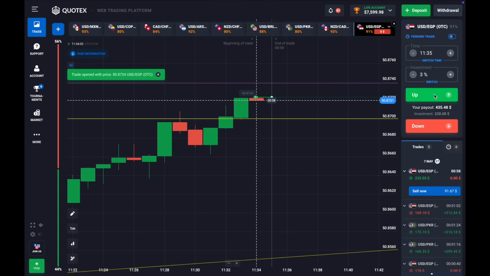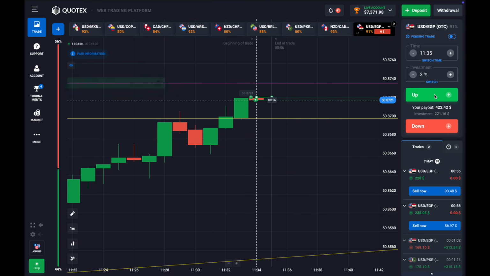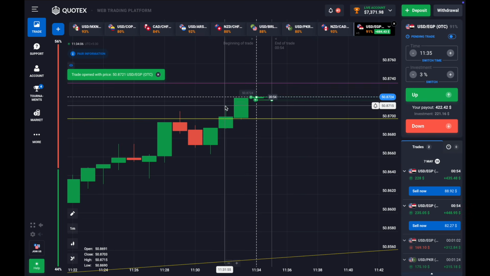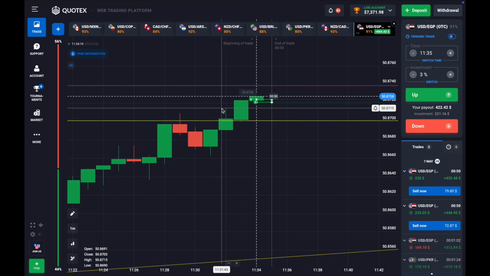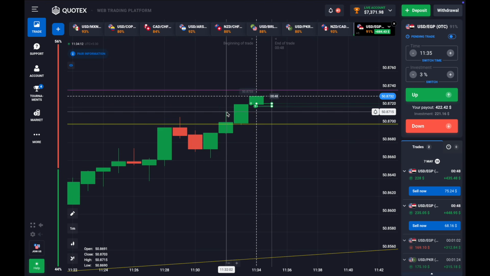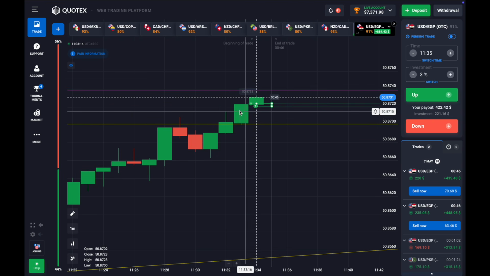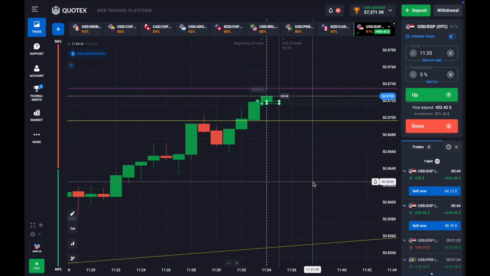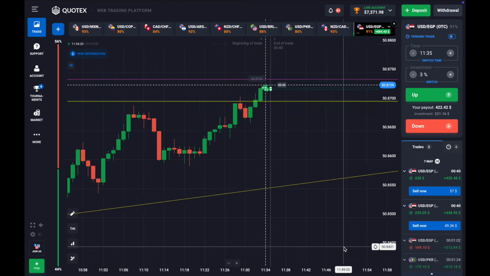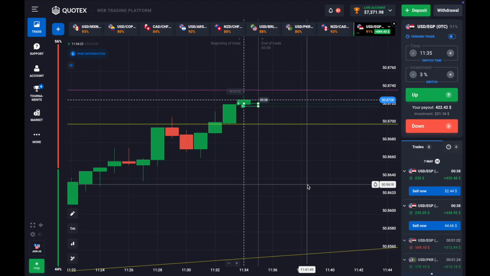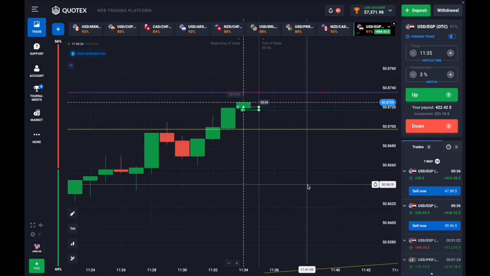So now we will be taking a same direction trade. We have placed our trade in the upward direction because we know the target of the market is the pink line, that is the 1-minute time frame target. Okay, so let's wait. According to my analysis, this needs to be a green candle up to the target of the market, up to the pink line.